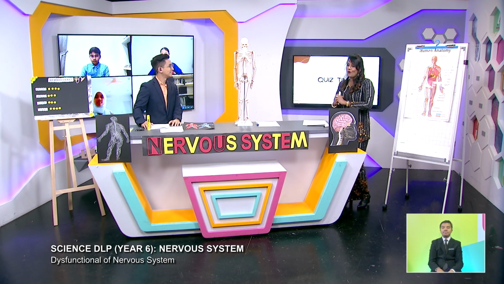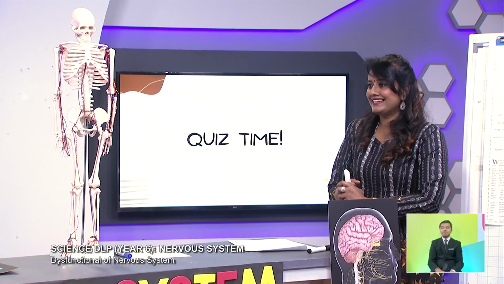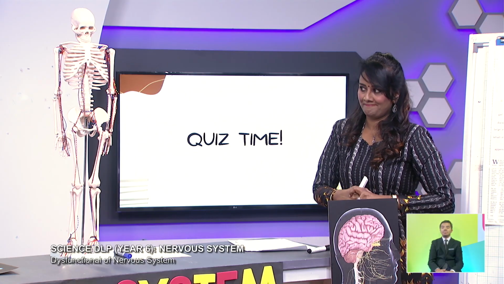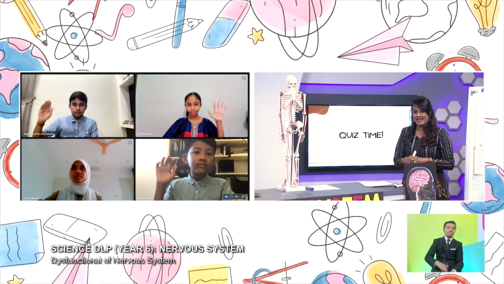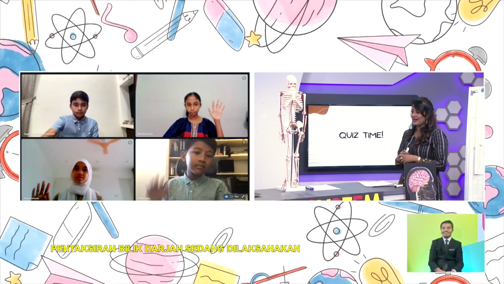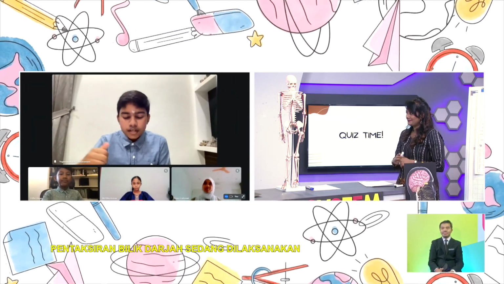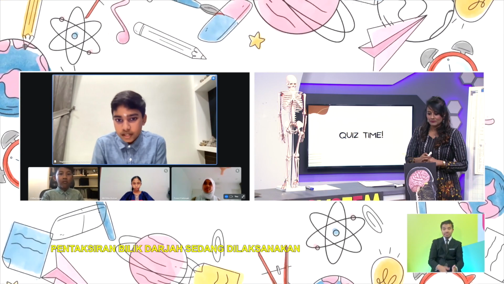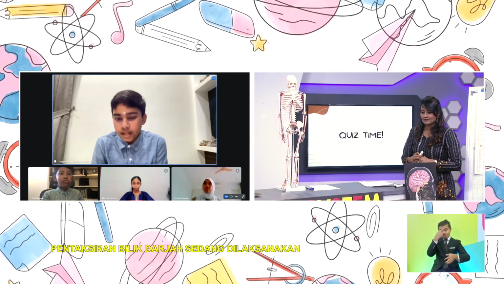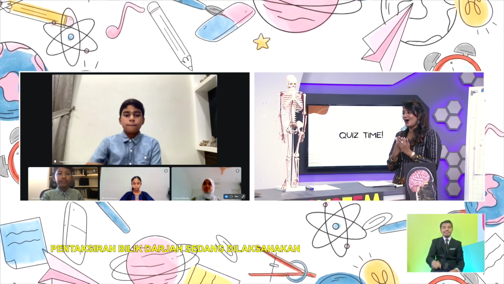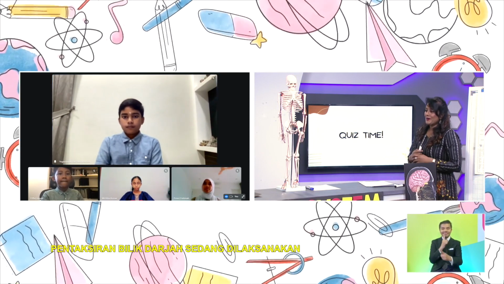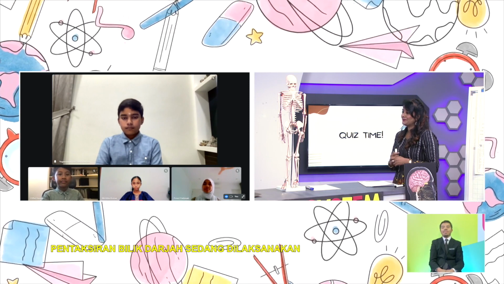What is the function of the spinal cord? Who wants to try? I can see Yoga raise his hand. Okay, Yoga, go ahead. The function of the spinal cord is to carry information from the body to the brain and from the brain to the body. Very good. Excellent. Well done, Yoga. Does he get a smiley face? Yeah, sure. Good job, Yoga.